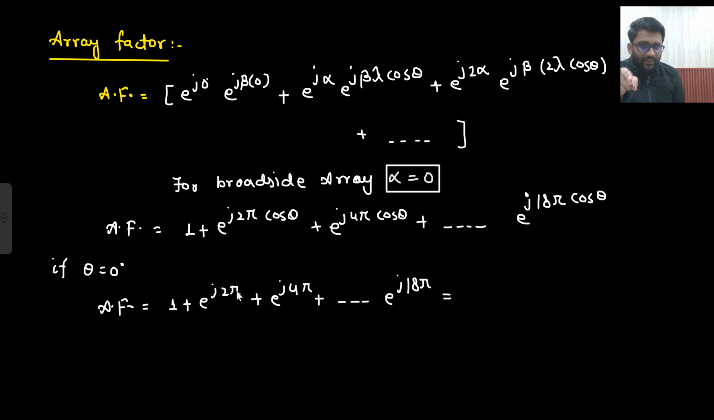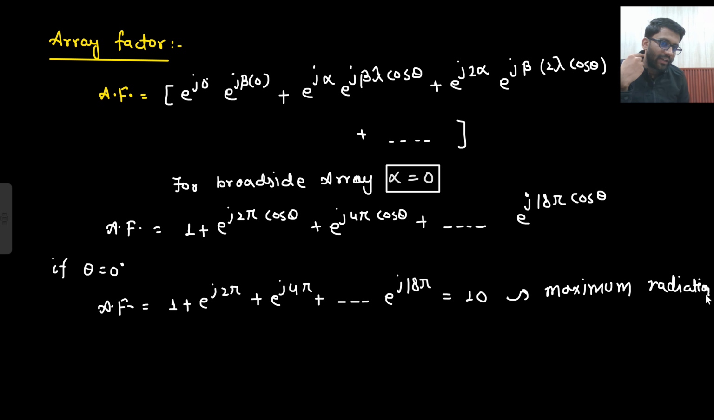So what is e to the power j 2 pi? 1. E to the power j 2n pi is 1. So what are you getting? 1 plus 1 plus 1 plus 1 plus 1, that is 10. And this is your maximum radiation. So at theta equals to 0 degree, what you are getting? You are getting maximum radiation.